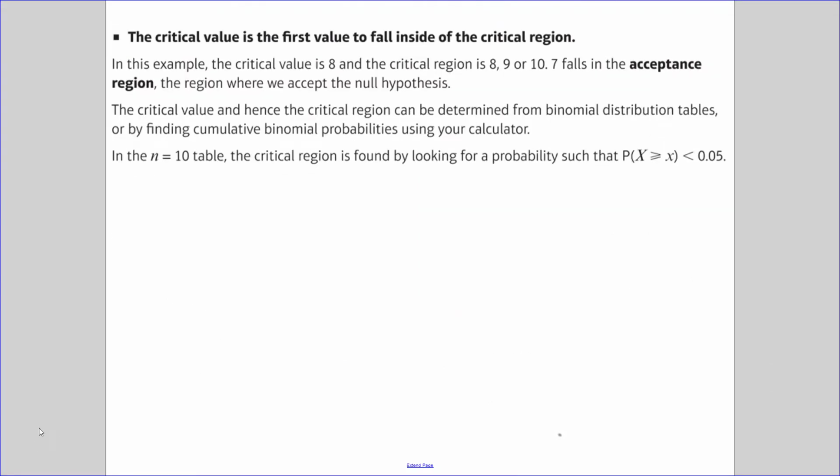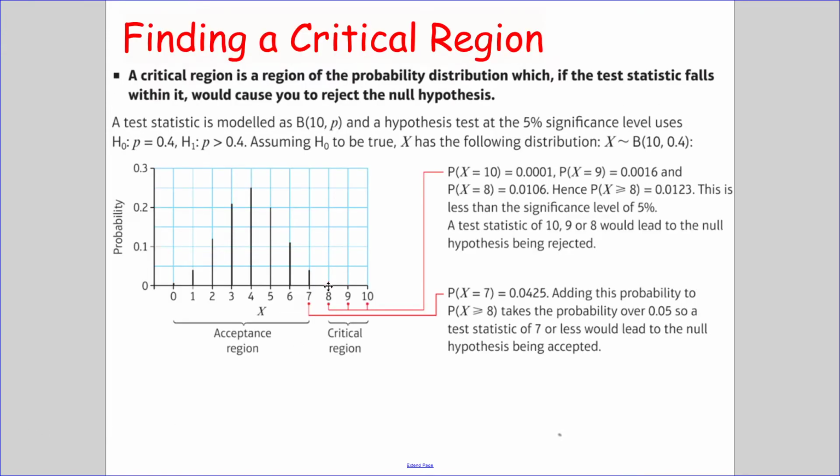A critical value is the first part of the critical region. It's like the dividing line, so it falls before the acceptable, after the acceptable region. So in the last case, the critical region is actually 8. So the critical value is 8, and the critical region is 8 or higher, or 8, 9, and 10.